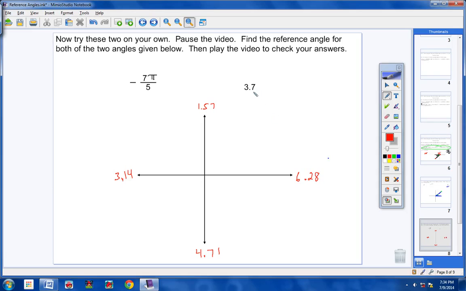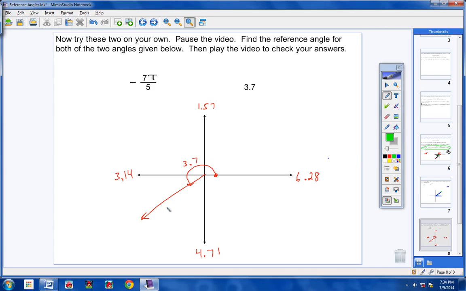Now we're going to move 3.7 radians. 3.7 is larger than 3.14, but is smaller than 4.71. I really don't care if I draw my angle to scale. I'm just going to stop right here and draw a terminal side, and there we go. So the angle that goes from here to here is 3.7 radians.